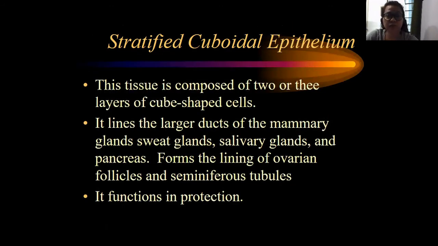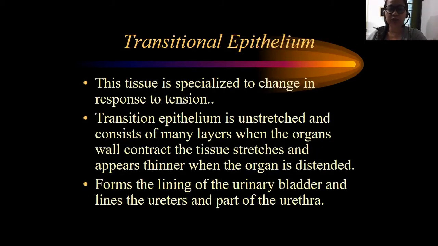So the stratified cuboidal epithelium, this tissue is composed of two or three layers of cube-shaped cells. It lines the larger ducts of the mammary glands, sweat glands, salivary glands, and pancreas, and forms the lining of ovarian follicles and seminiferous tubules. So it functions in protection.